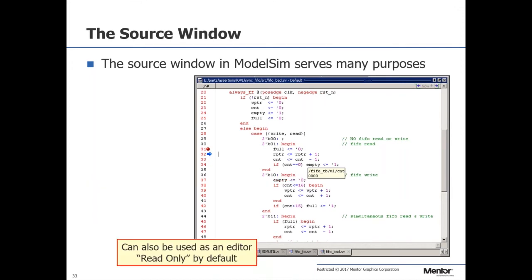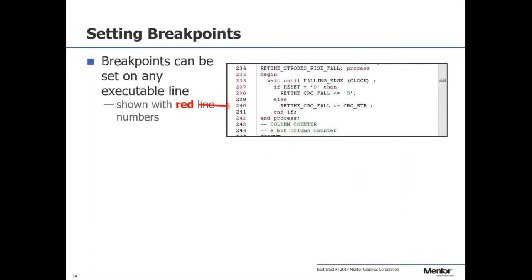By default, the source code window is read-only. You can right-click and turn off the read-only and use this as an editor. I would say most people do that just to make a quick change. It's like, oh, there's a syntax error, let me just change that and recompile and run again. I would say no one really uses this as their main editor. Almost everybody has their own favorite editor that they use for major source code editing.